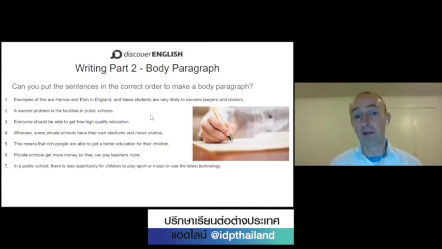That's a body paragraph. And as I said before in the previous slide, you have the topic sentence, idea 1, explanation, and an example. Idea 2, explanation, example.